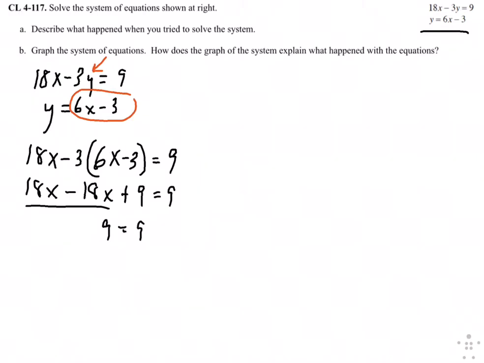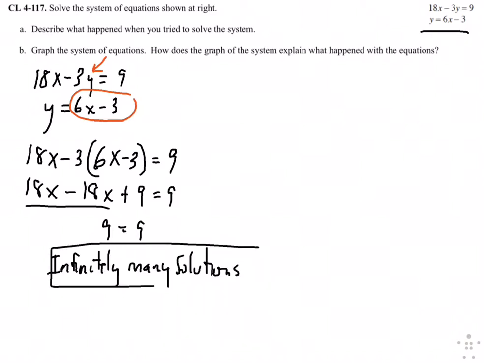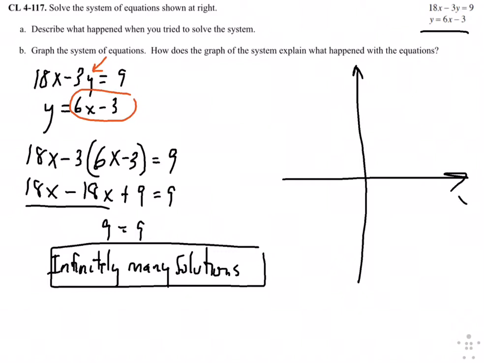And when does 9 equal 9? 9 always equals 9, so this one would be infinitely many solutions. And we know if we graph these two lines, they're actually going to be the same graph.